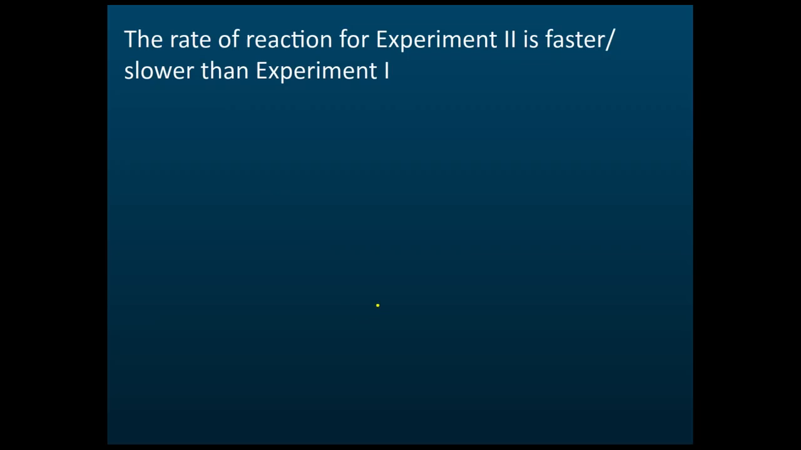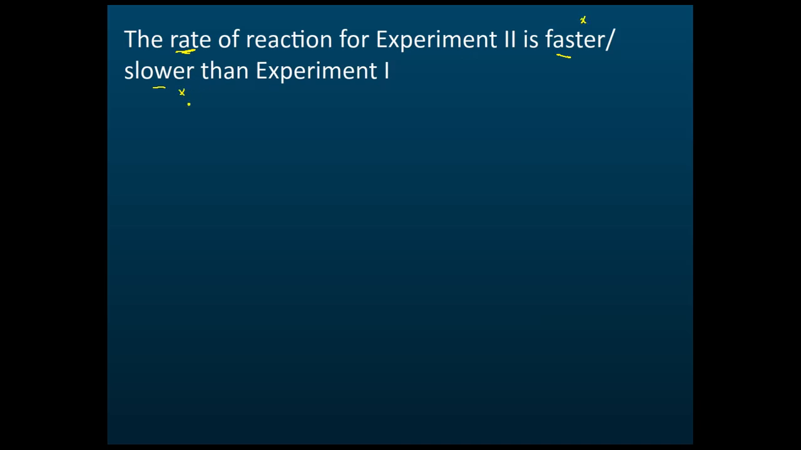The rate of reaction for experiment 2 is faster or slower than experiment 1. This is also not correct. Any suggestions for the corrections? Higher or lower. That's correct. For rate of reaction, you can't say it's fast or slow. Cannot.